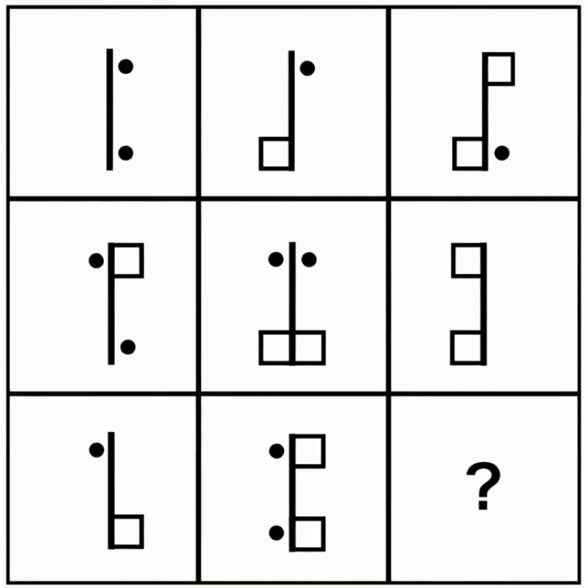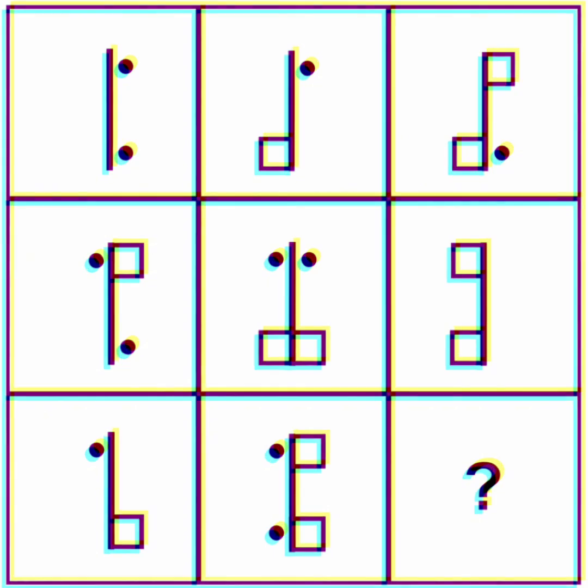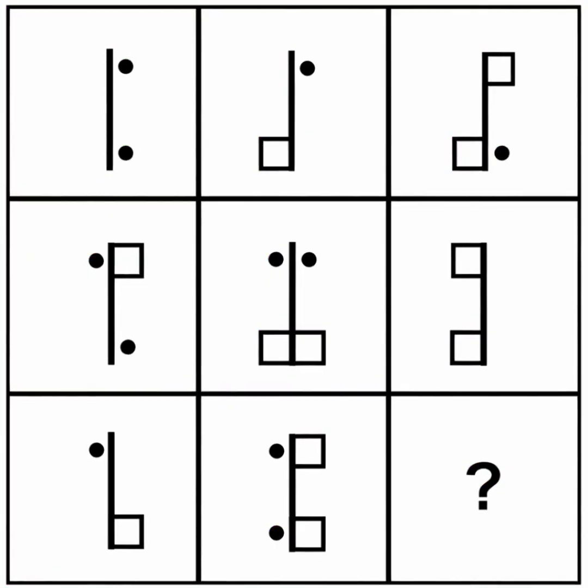The first square in the third row contains a dot near the top and a square near the bottom. The second square adds another dot and another square. Now the movement pattern becomes visible. Dots tend to move downward along the vertical line. Squares tend to move upward. When these movements meet near the center, the symbols create a balanced structure.